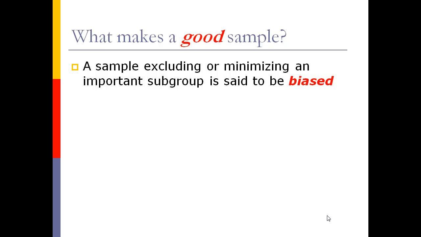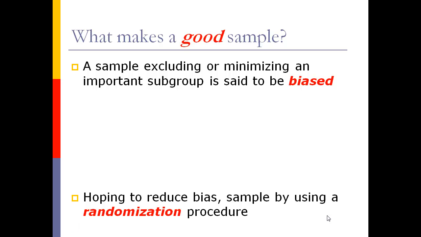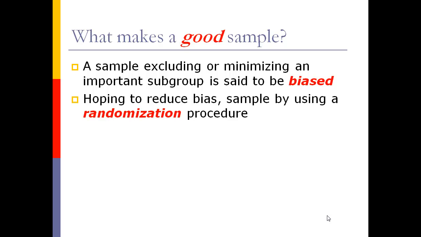So keep in mind that when we talk about a biased sample or a biased sampling method, we're not talking about doing it on purpose necessarily, but it can happen just out of sheer chance, the element of randomness. Okay? And speaking of randomness, one way to try and minimize or eliminate bias is to use a randomization procedure. Okay? So we want to use a procedure that selects randomly.